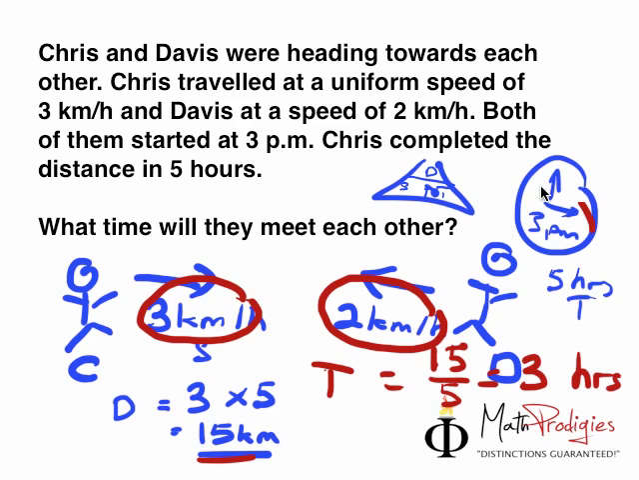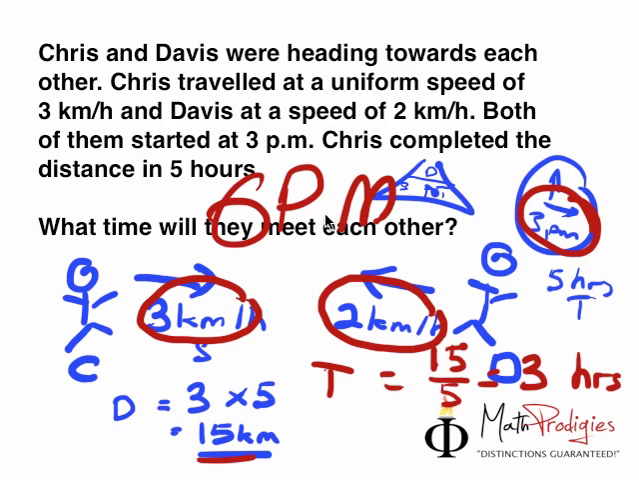Now 3 hours from 3 p.m. gives you what? The answer is 6 p.m. Very simple question. Got it right? High five, you are a math prodigy. Good job. So, now that you know how to solve this kind of question, which is basically summing up 3 and 2, and then dividing the distance by the total, now you know how to do that.